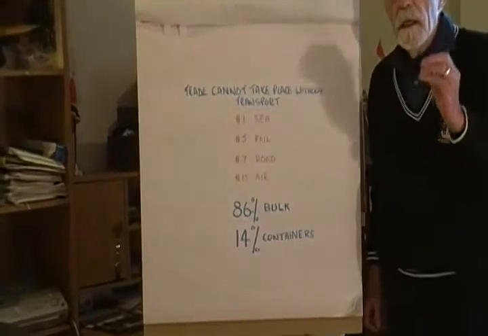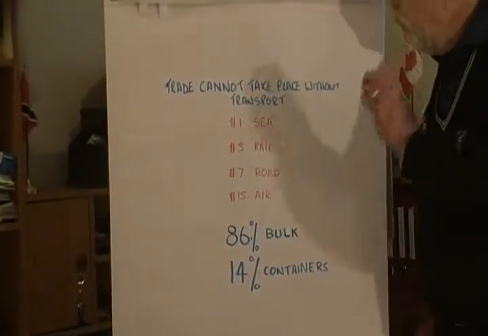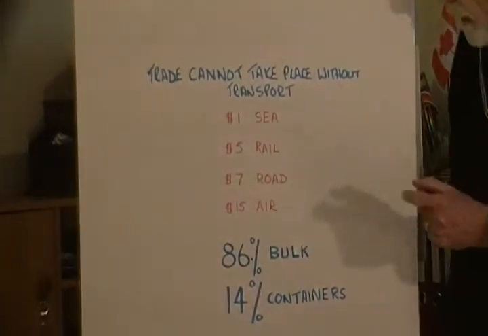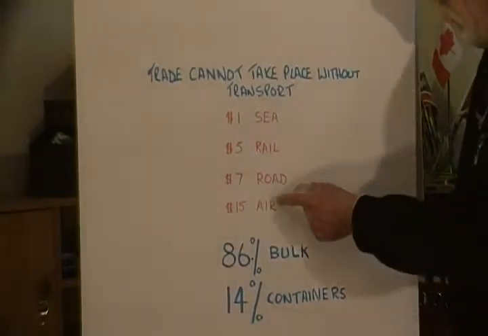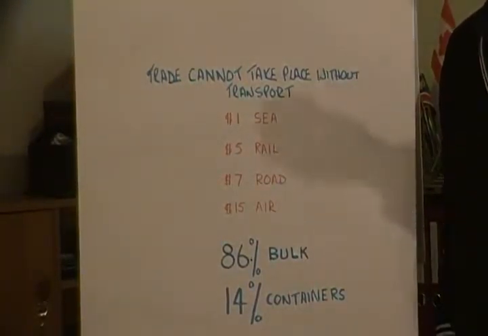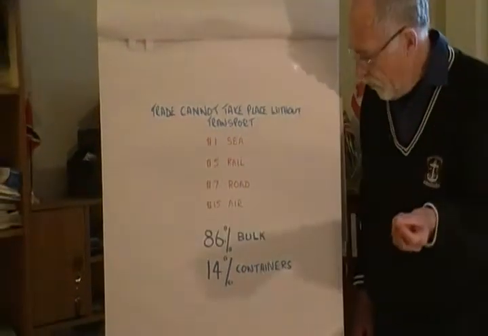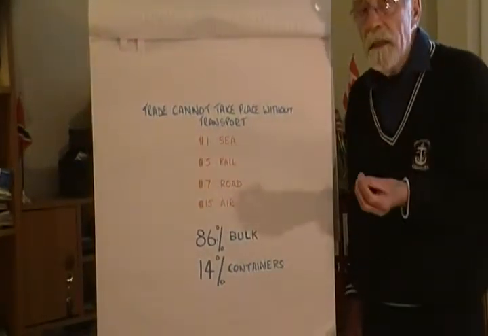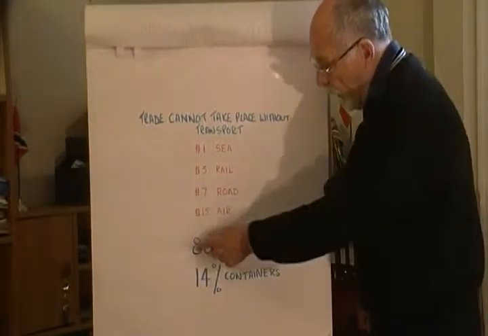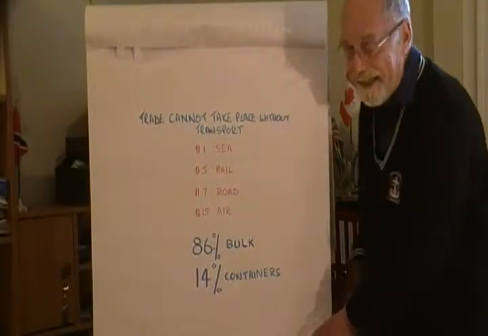Why is shipping the most economical form of transport? Why does it cost $1 by sea, $5 by rail, $7 by road, $15 by air? Well, the sea is free. You don't have to pay to use it. More about that just now. Of maritime transport that carries most of the international trade, 86% is bulk cargo and 14% is containers.